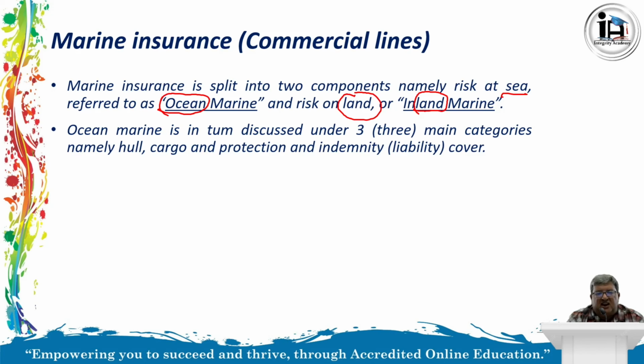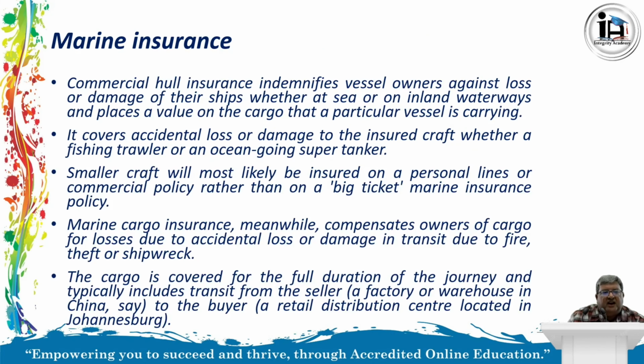Ocean marine is a term discussed under three main categories, namely, that we're going to look at the hull insurance, the cargo insurance, all the things that's loaded onto the ships, and also protection and indemnity liability for third parties. So, commercial hull insurance indemnifies vessel owners against loss or damage of their ships, whether at sea or inland waterways, and places a value on the cargo that a particular vessel is carrying. So they will say the cargo that vessel is carrying, let's say for instance, is 100 million rand. So that's the value that needs to be, and the ship's value. That's the cover that the insured needs.